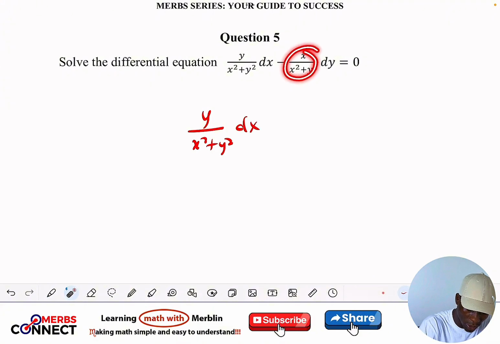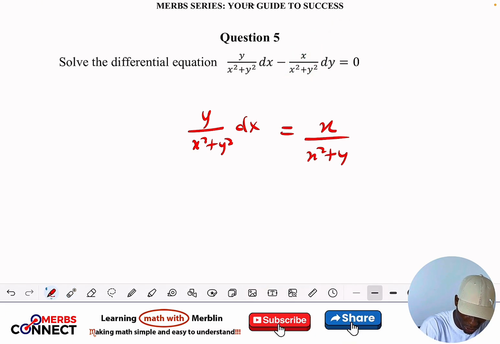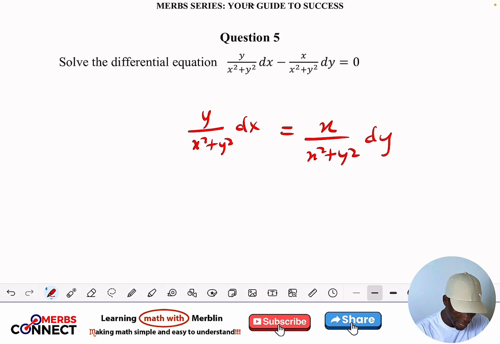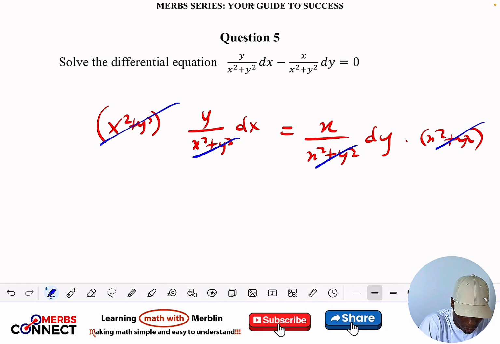So I can move this one to the right and have x divided by x squared plus y squared dy. Very simple. So this one we are using separable, right? Now what I can do here is multiply through both sides by x squared plus y squared, so that this will cancel this and this too will cancel this. So I'm going to have y dx is equal to x dy.